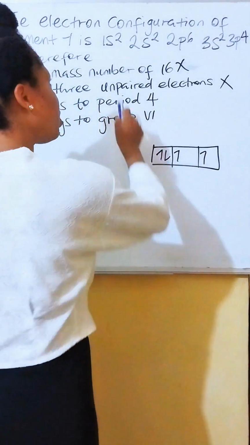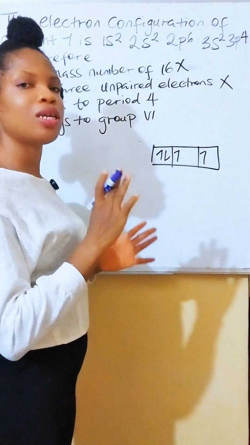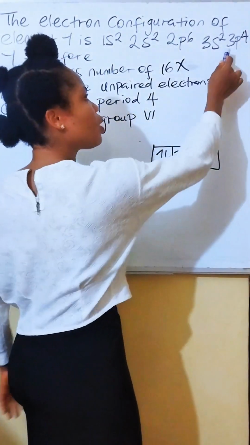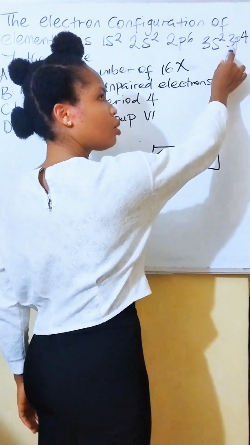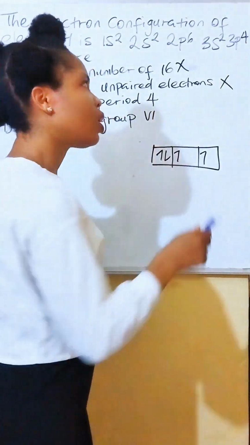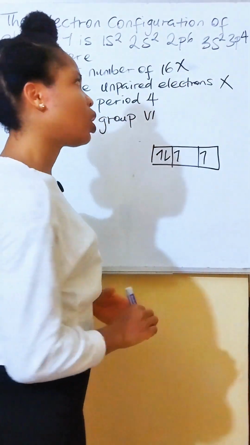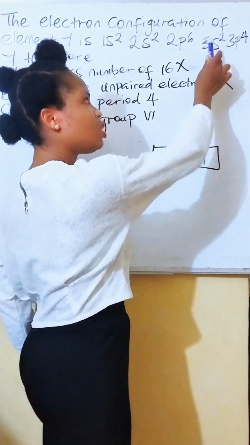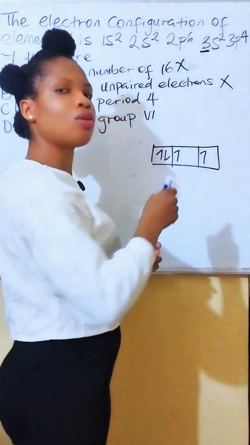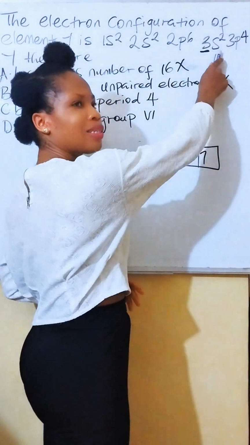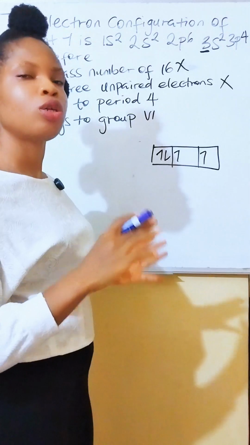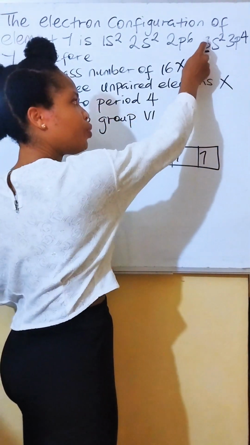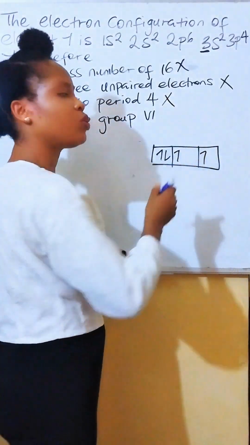Belongs to period 4. Now, using this electronic configuration, we can easily tell the period to which this element Y belongs. And how do we do that? Look at the coefficient. That's the principal quantum number of the last orbital in that electronic configuration. Okay, and then the principal quantum number in the last orbital in this element is 3. So this number, the principal quantum number of the last orbital, gives us the period to which the element belongs. And going by that, element Y belongs to period 3 and not period 4. So option C is also wrong.